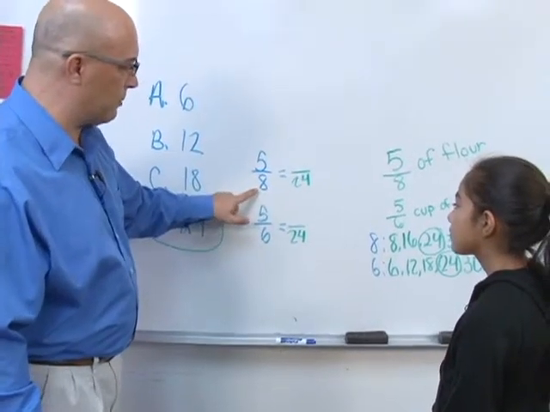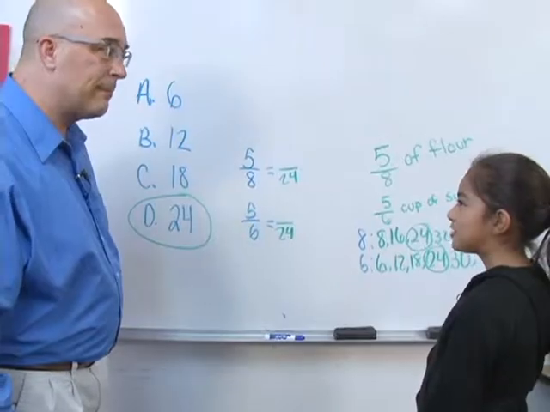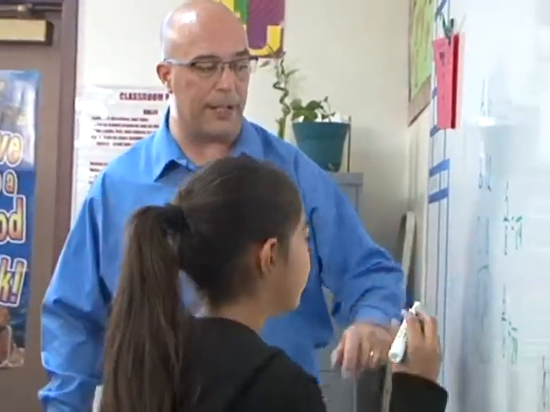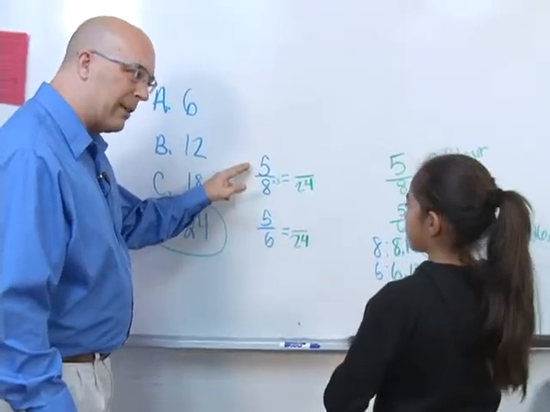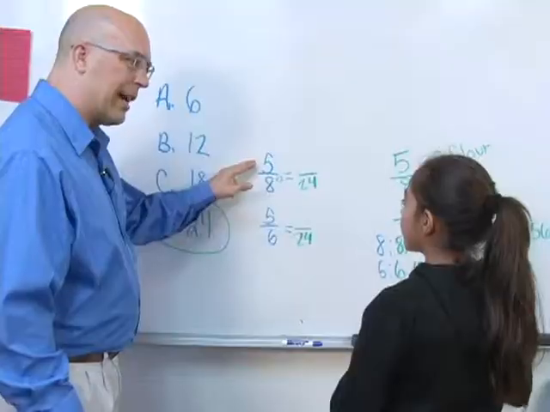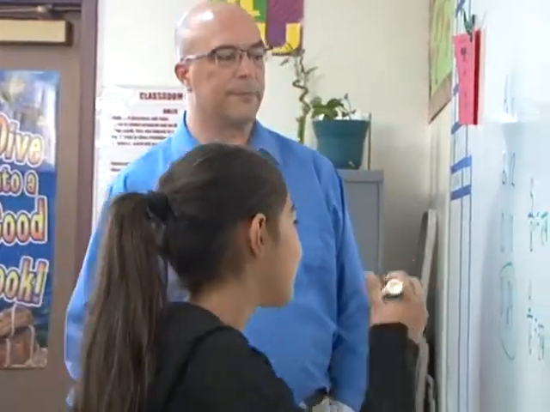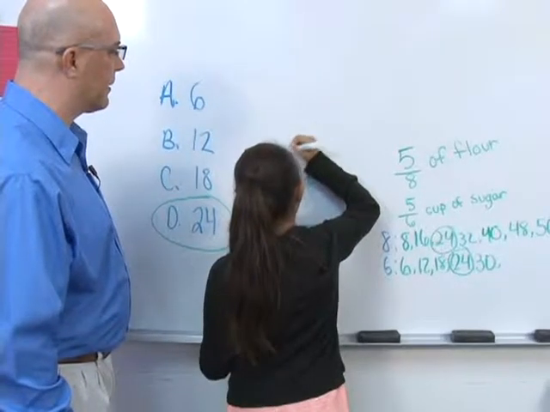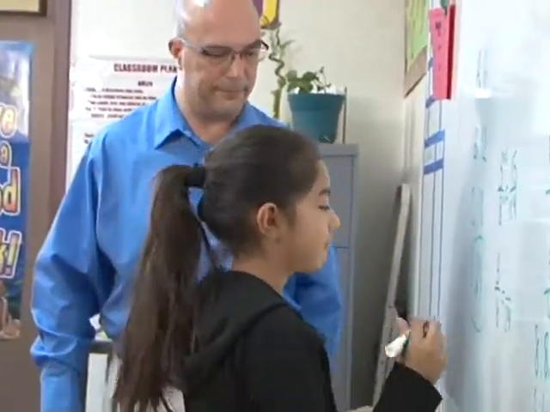What did we need to do to go from 8 to 24? You need to multiply 8 times 3? Perfect. So put a little times 3 right there. And whatever you do to the bottom, you must do to the top. So what do you think you have to do to the top now? Multiply it times 3? Perfect. Excellent. Do the bottom one.